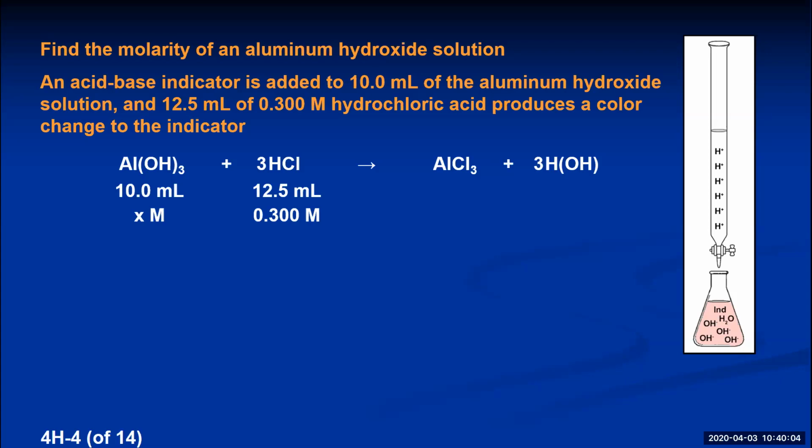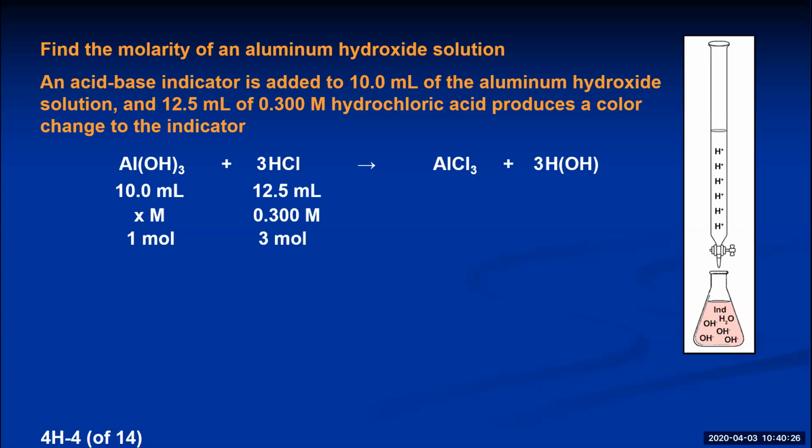The important ratio in this balanced equation, this is why we write the balanced equation, is so we know what the relationship is between aluminum hydroxide and hydrochloric acid. And the coefficients in the balanced equation say 1 mole of aluminum hydroxide requires 3 moles of hydrochloric acid to react with it. This is the setup to the problem.